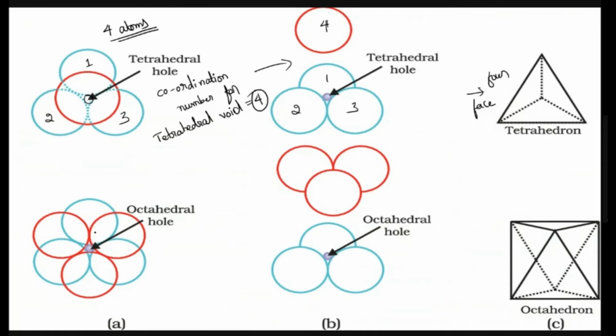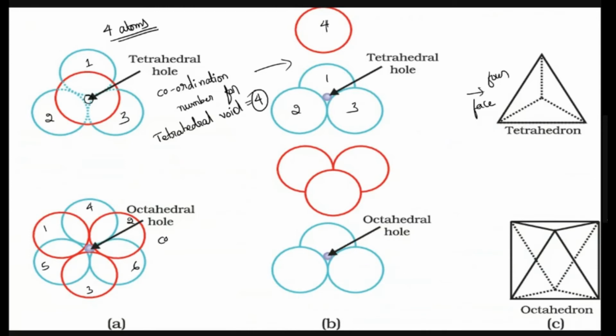Coming to the octahedral void. Here also you can see 3 red color circles. First consider the first 3 red color circles, 1, 2, 3. And below that you have blue color circles, 4, 5, and then 6. In the center the hole is there, that is the octahedral hole. Why is it called an octahedral hole? Because when you join the centers of all the 6 spheres, you get an octahedron shape.